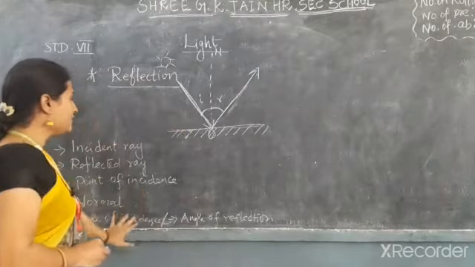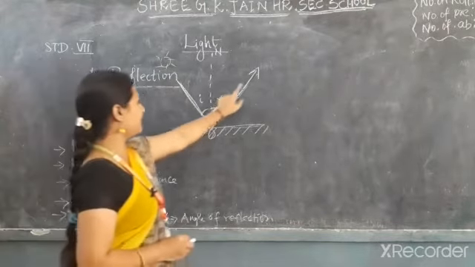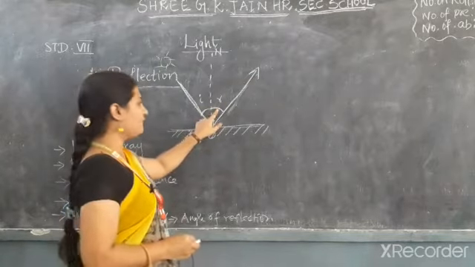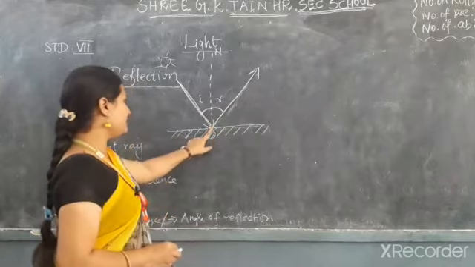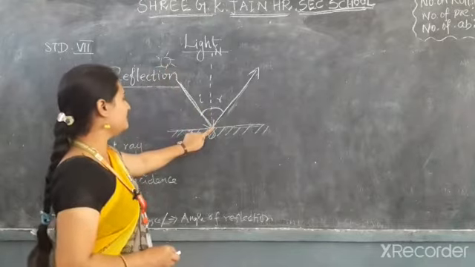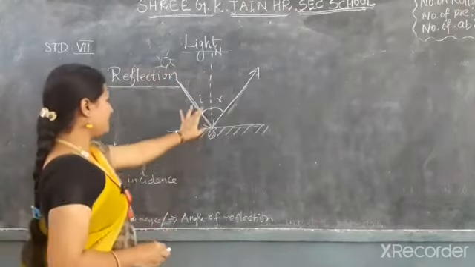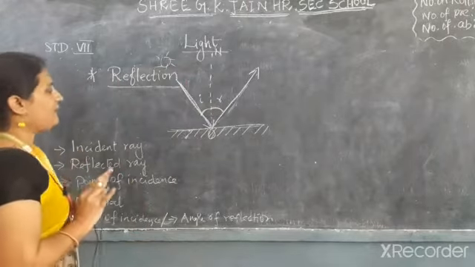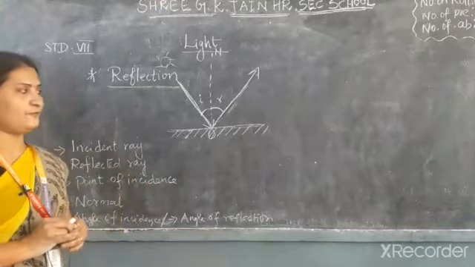So these are the terms of reflection. One is the incident ray, and another is the reflected ray. This is the angle of incidence, this angle is the angle of reflection, and this is the point of incidence, the point where the light from the source falls. And this is the normal line. This is the reflection of light when it falls on a polished or plane surface.